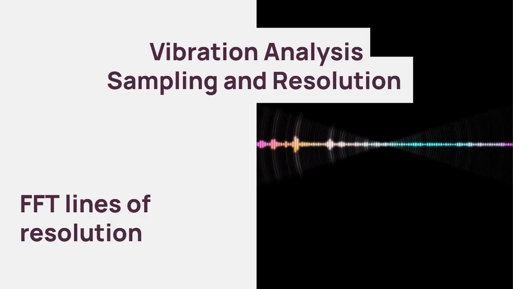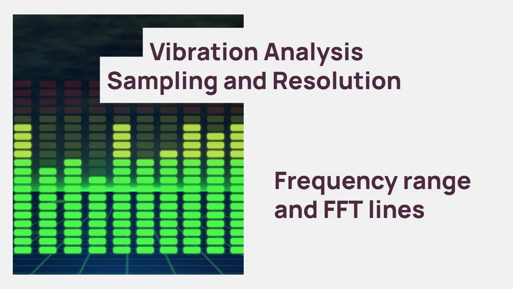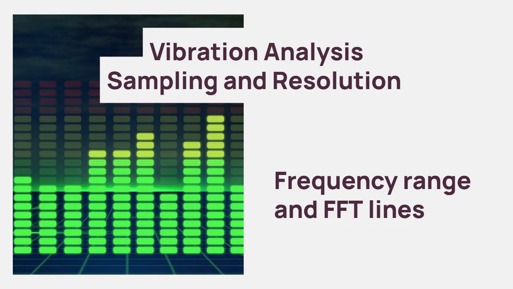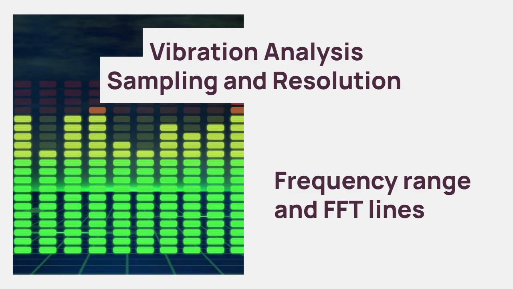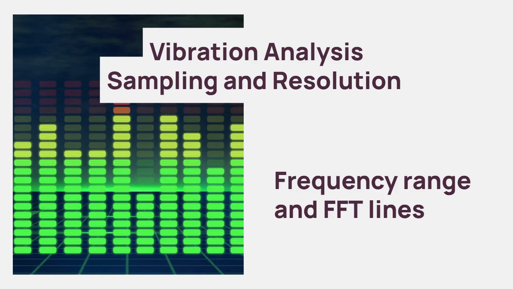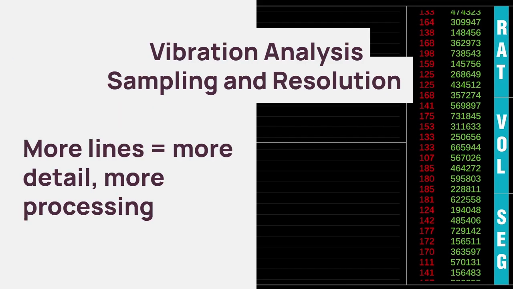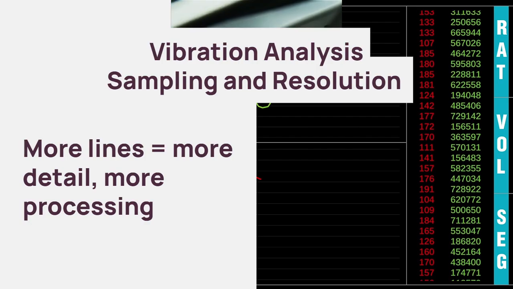Resolution depends on two factors: the range captured and the number of lines in the spectrum, often called FFT lines of resolution. The frequency range extends from 0 up to half of the sampling rate, the famous Nyquist frequency. FFT lines define how many slices the spectrum is split into. More lines mean you can dissect the signal's details more closely, but also require more computational power.